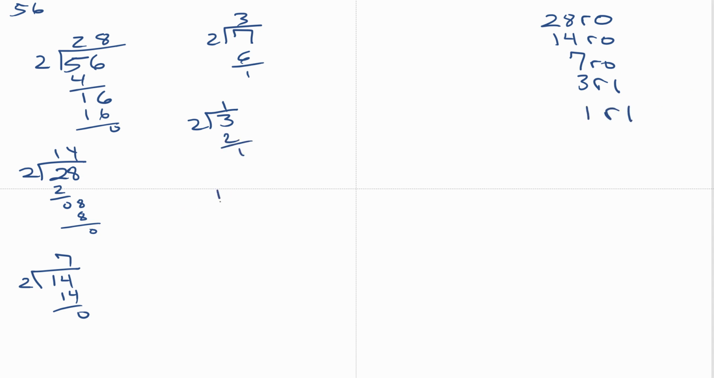And then we take our 1 and divide it by 2. And so we're going to have 0 remainder 1. And now we stop because we have our binary, we got to 0. And again, you read it from the bottom up. So now we have 0, from the bottom up.